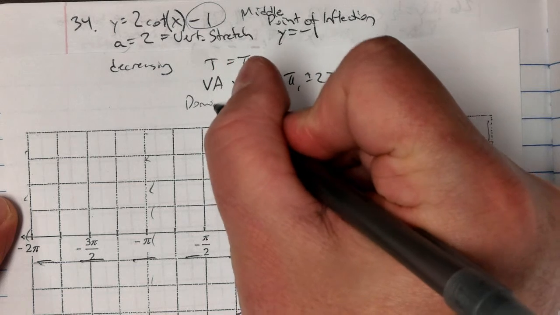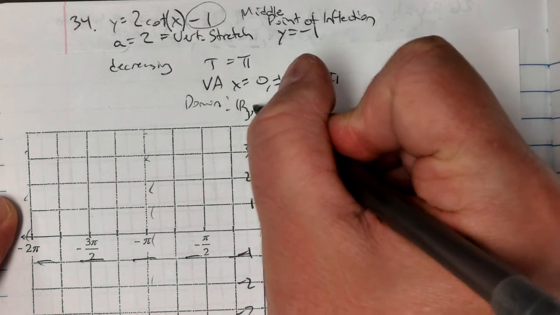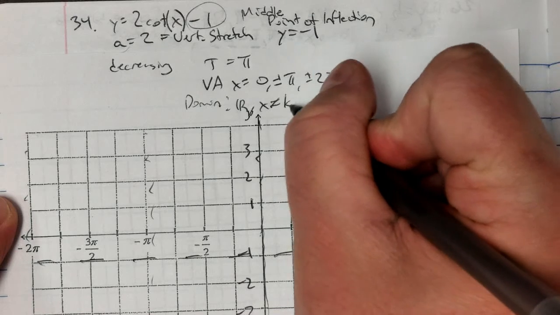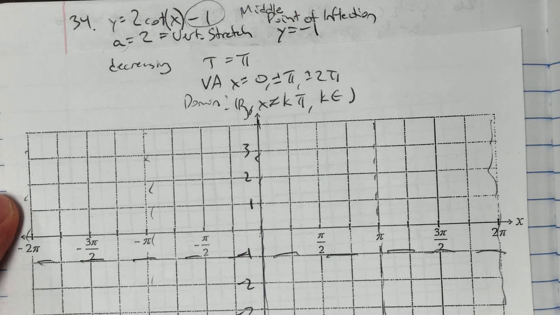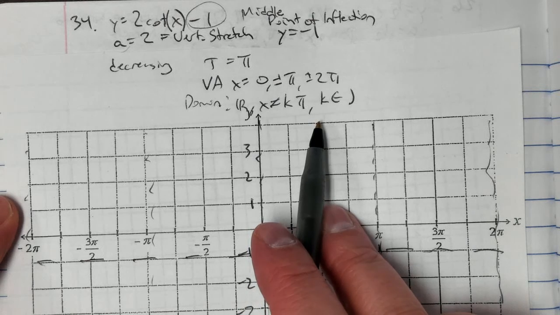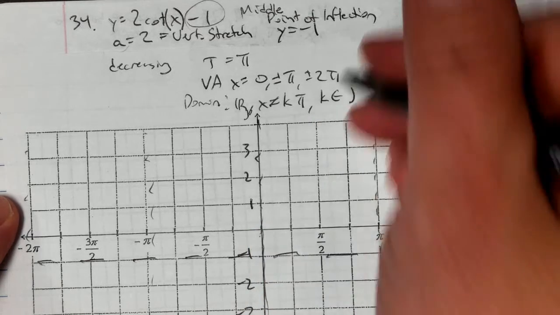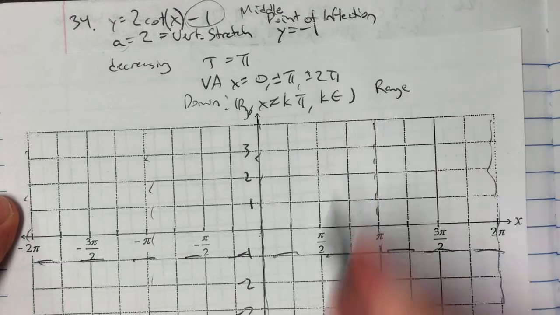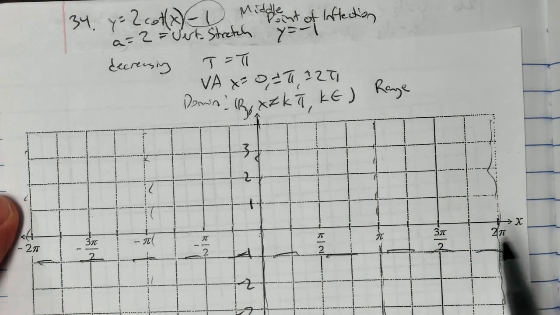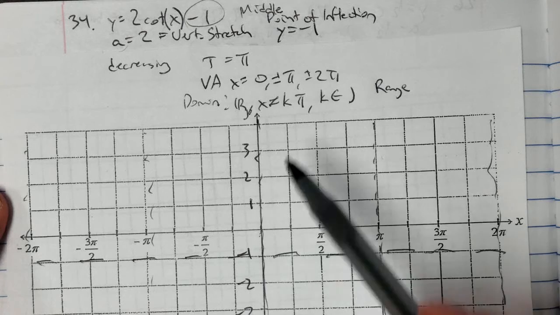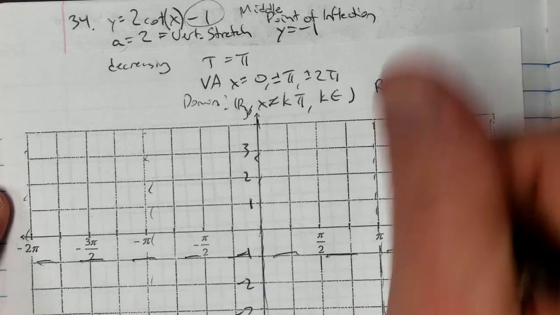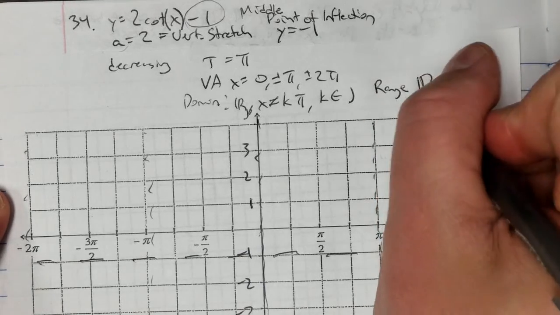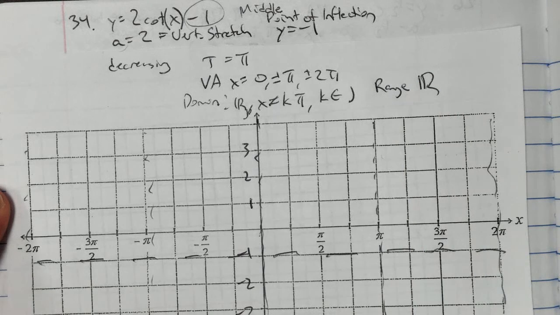So that means our domain would be all reals x not k pi. Again, where k belongs to J, the integers. And remember, anytime it's tan or cotan, you'd have range that's all real numbers. All the 0, pi, 2 pi, negative 2 pi. So all reals x not k pi. But then your range is all real numbers.